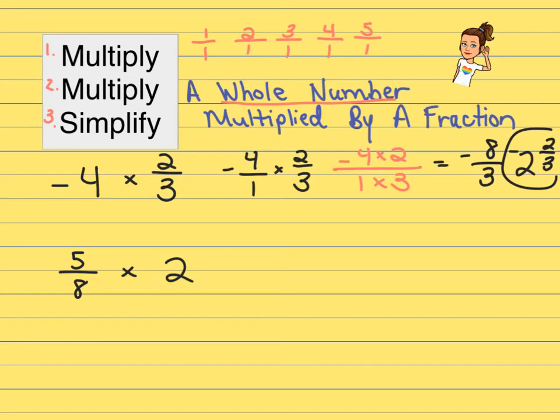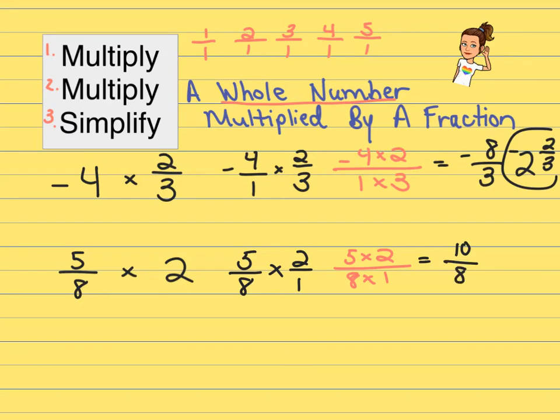Let's try this again with another problem. 5/8 times 2. I'm going to first write our problem with 2 as a fraction: 5/8 times 2/1 first. And now we can use our algorithm of multiplying our numerators, 5 times 2, multiply our denominators, 8 times 1. 5 times 2 equals 10, and 8 times 1 equals 8.